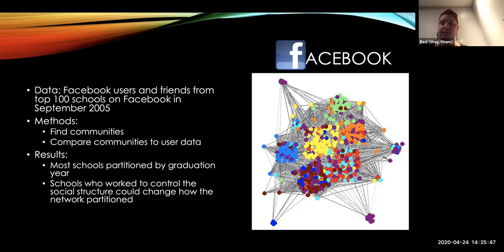Does that make sense to everybody? Cool. Excellent. All right. So that is one way to use social network analysis. Makes sense because it's an actual social network.